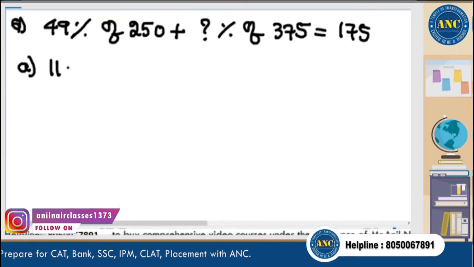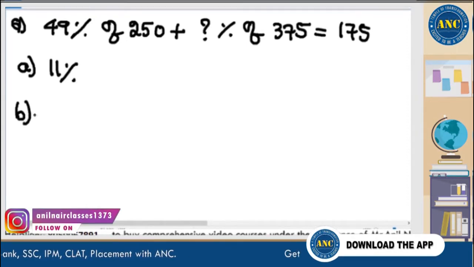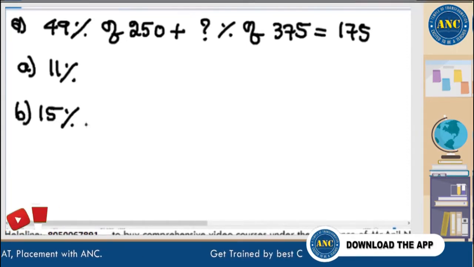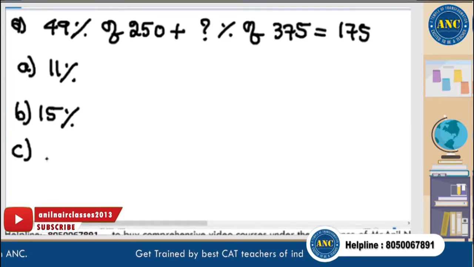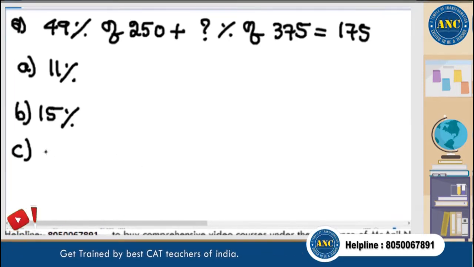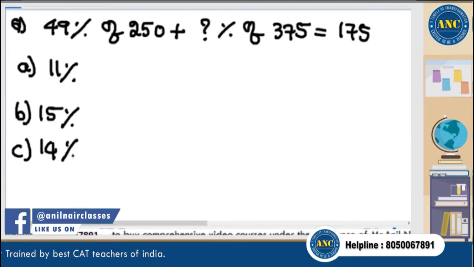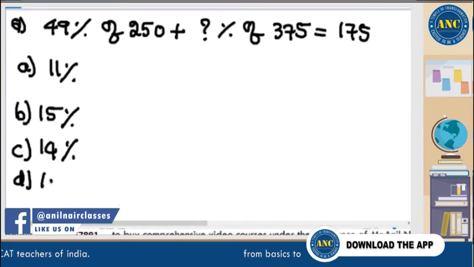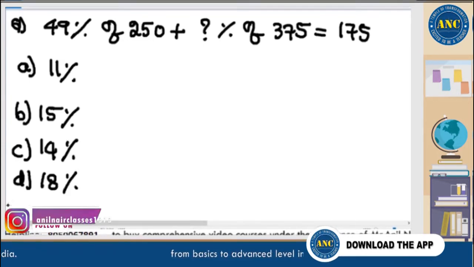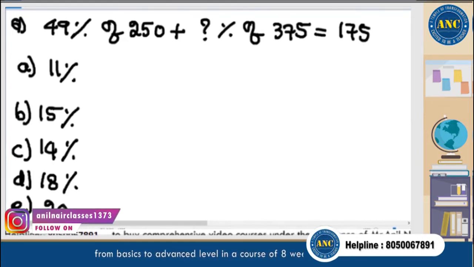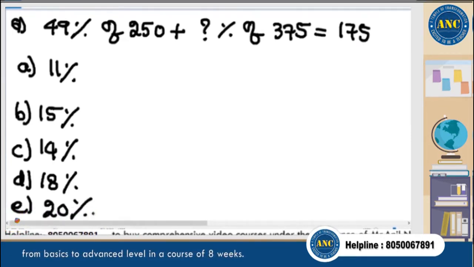Again an original bank level question. Options: 11%, 15%, 15%, 14%. For every question, there is a beautiful shortcut. Have patience. You will fall in love with the way Anil Nair is solving, sir.